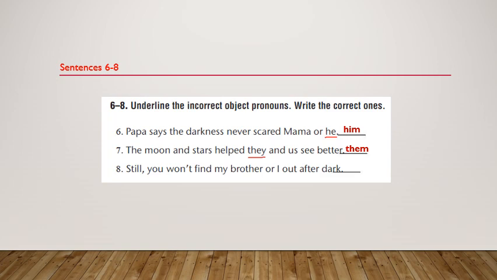Still, you won't find my brother or I out after dark. Where's the mistake here? Excellent. I is the mistake. What do we say instead? We say me instead. So still, you won't find my brother or me out after dark. We don't say I. Again, it's grammatically wrong.